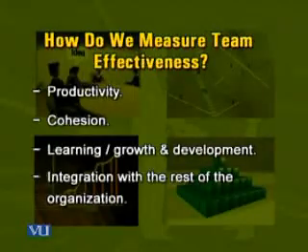Similarly, integration with the rest of the organization is also one important indicator which can tell you whether this particular team is effective or ineffective. Because in isolation, a team can be good within its own purview, but unless they are part of the organization, part of the whole, they are not a good or effective team. So this integration with the rest of the organization is very important. These are a few indicators by which one can judge how effective or ineffective a team is, right?